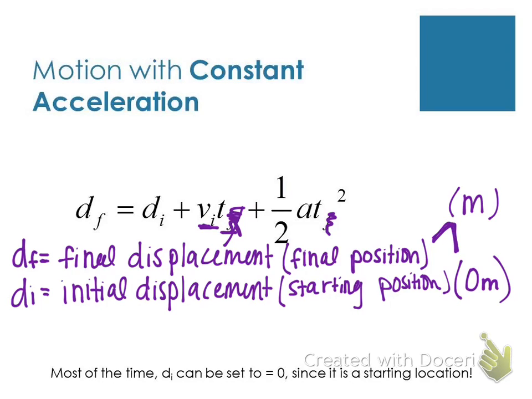Telling us how far we ended up from where we started, things like that. Or, in essence, our starting position for d sub i. Okay. More often than not, we'll set d sub i equal to 0 because we'll choose the origin to be where our motion starts from. Okay. So let's go ahead and try one here.